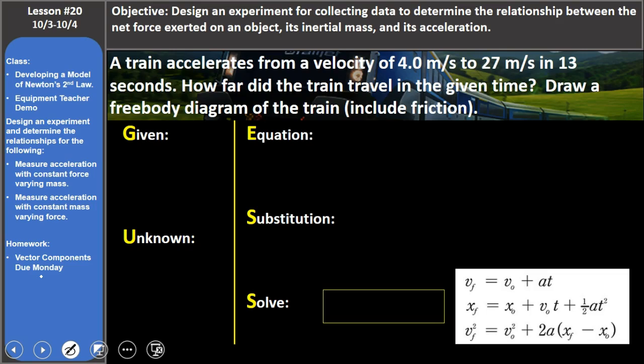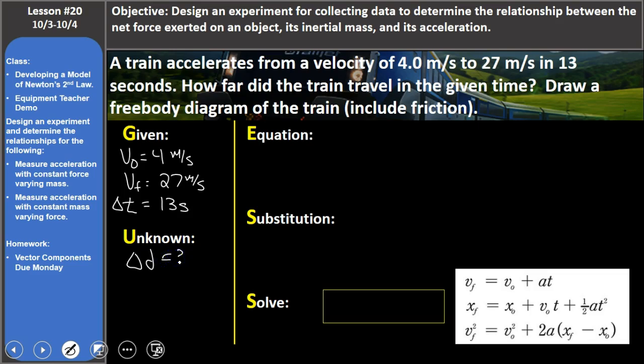Okay, so the knowns. Our initial velocity is 4 meters per second, right? Our final velocity is 27 meters per second. Our time, that's delta t, is equal to 13 seconds. And our unknown is our delta d, right? So the equation that we're going to use, though, that's harder.